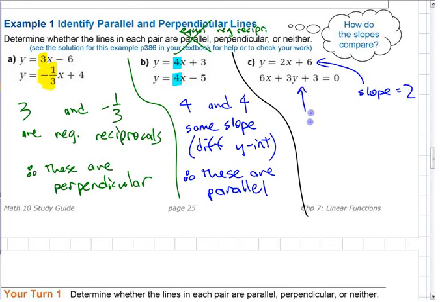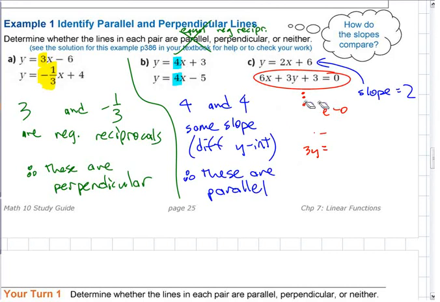What about this one? Can we tell what the slope is? How could we tell what the slope is without graphing? What could you do to this one? If you want to see what the slope is without graphing, what can you do? Change it to what? Change it to slope-intercept form. How do you change that to slope-intercept form? You're isolating y. Put the 3y by itself on that side. Move the 3x to the other side.